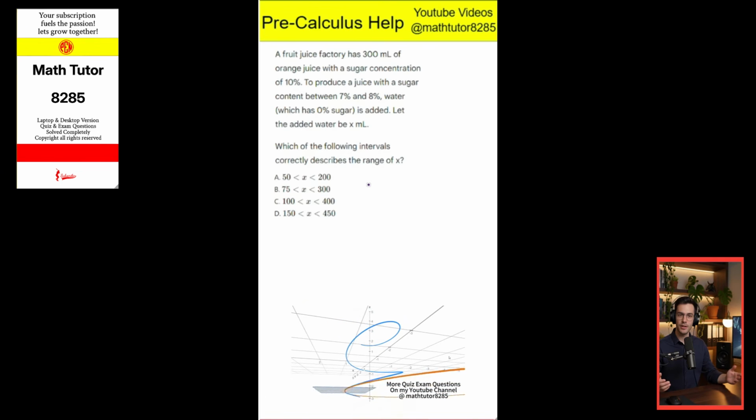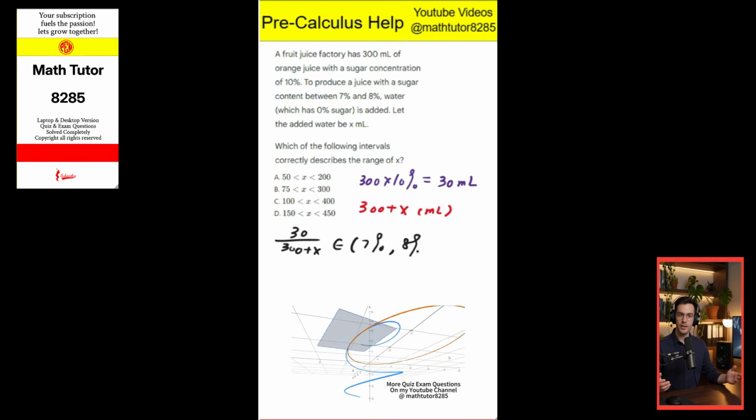There are four options. First step, we calculate the amount of sugar before dilution. 300 milliliters multiplied by 10% gives 30 milliliters of sugar. Next step, the total liquid after adding water is 300 plus x milliliters. Then, next step, the new concentration must satisfy the condition. The fraction 30 divided by the total 300 plus x must lie strictly between 7% and 8%.